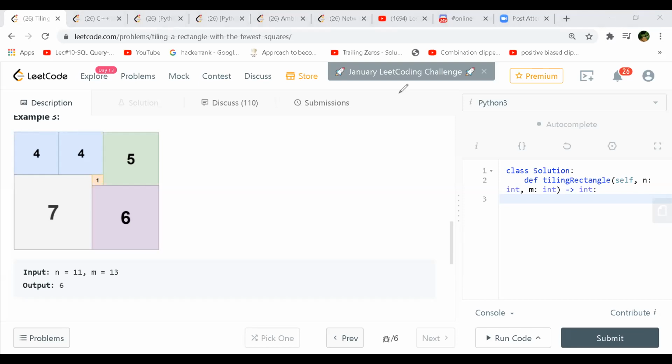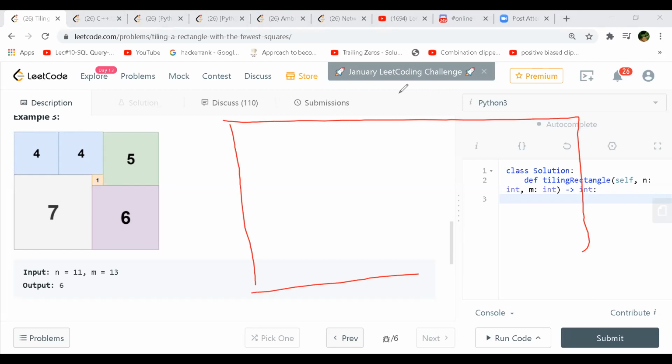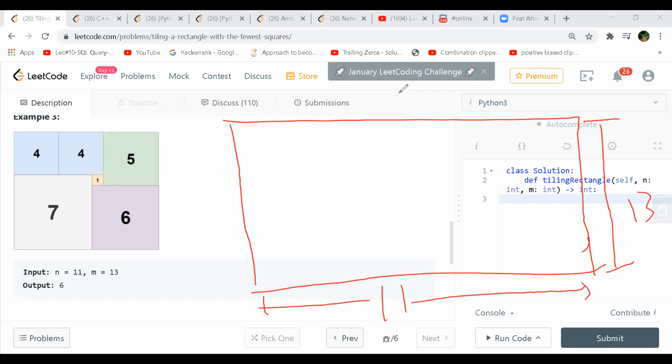Okay, let's see how that comes. Our n is the row, I mean width, and 13 is the height. 11 cross 13 it is. No, 11 is a row, 13 is a column. Either way it should work.